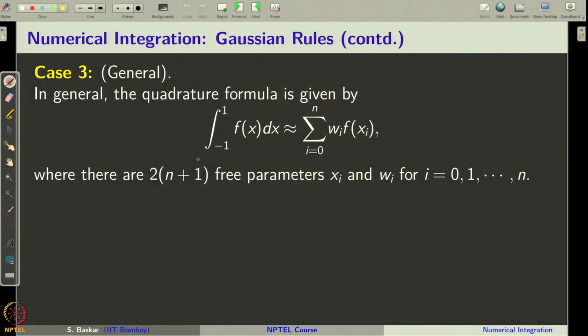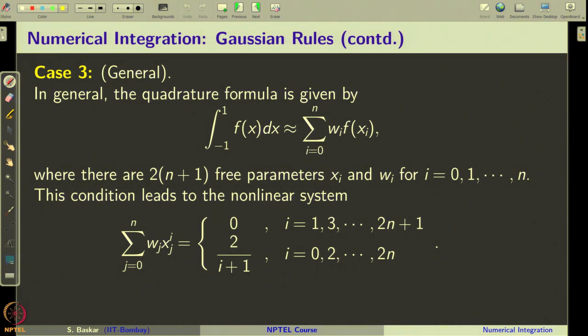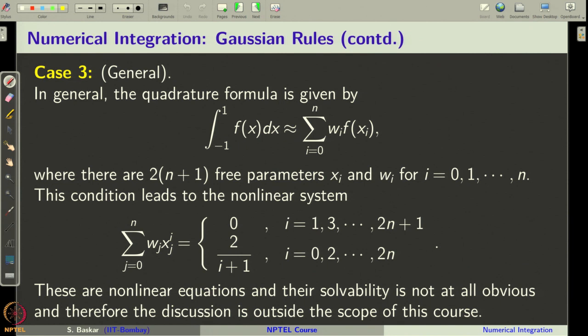In general, we need to obtain the weights and the nodes such that you can approximate the integral from minus 1 to 1 of f of x dx by this quadrature formula. For that, we have to impose the condition that this quadrature formula will be exact for polynomials of degree less than or equal to 2n plus 1, right? Because we have 2n plus 2 unknowns in our problem. So, those nonlinear systems in general are given by this expression, and therefore, you have to solve this nonlinear system. That is quite a difficult task. And once you solve this nonlinear system and get the weights and the nodes, then you have the Gaussian rule for that given n.